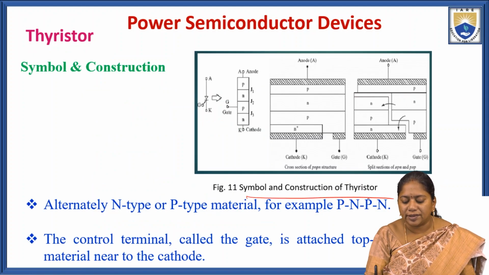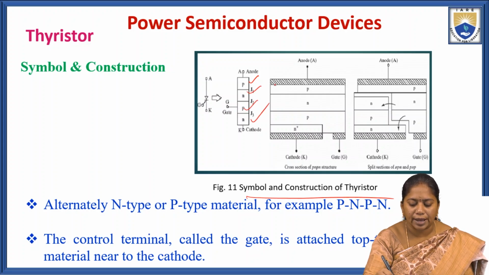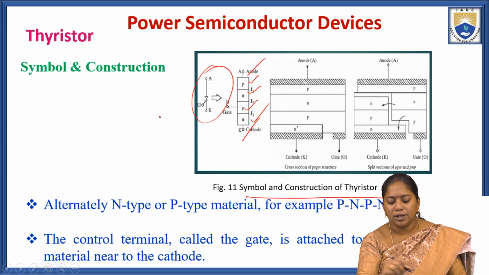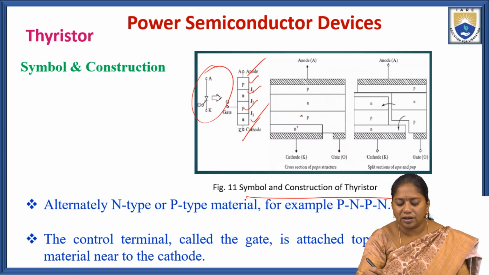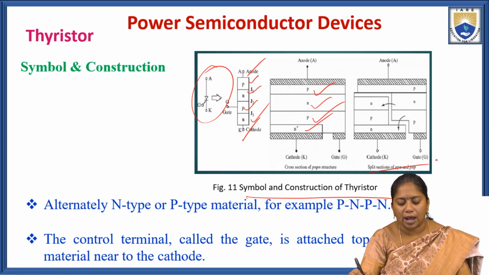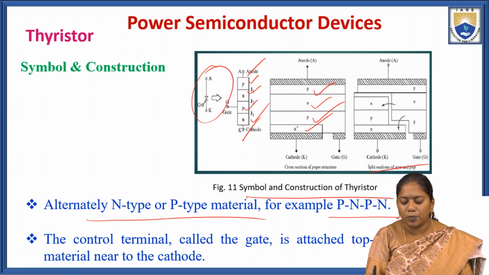Now the symbol and construction of the thyristor. Already we know that it is a 4-layer semiconductor device of alternating P and N type material, P, N, P, N. So this is the anode and cathode. This is the symbol of the thyristor. This is the construction of the thyristor using the 4 semiconductor layers: P type material, N type material, P type and N type material. So these are the split sections of the NPN and PNP transistors, alternating N-type and P-type material, for example PNPN.